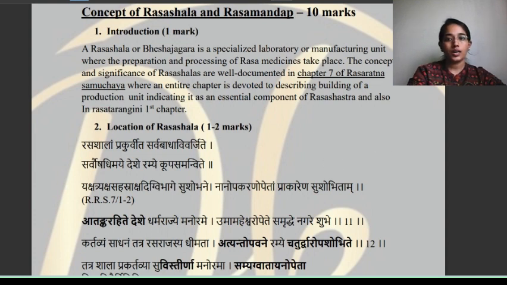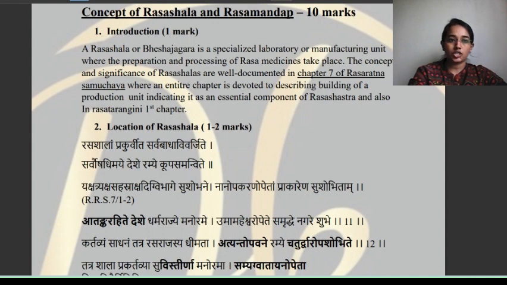Okay, so suppose the question is for 10 marks, then you have to give an organized answer, like giving headings. A systematic or organized answer should be given, so that it can impress the examiner who evaluates the paper and you can score good marks. So, how will you write that?